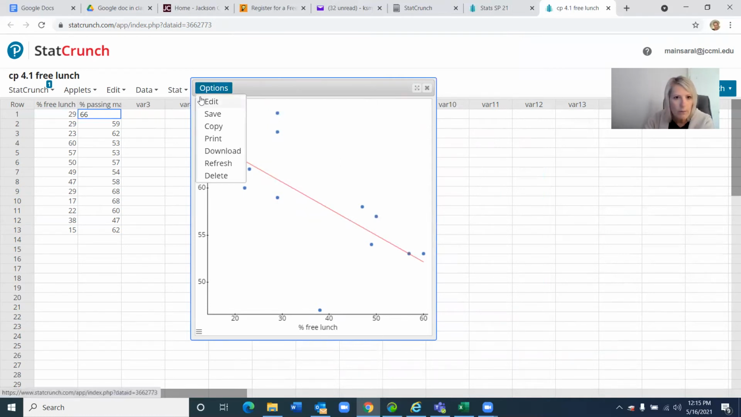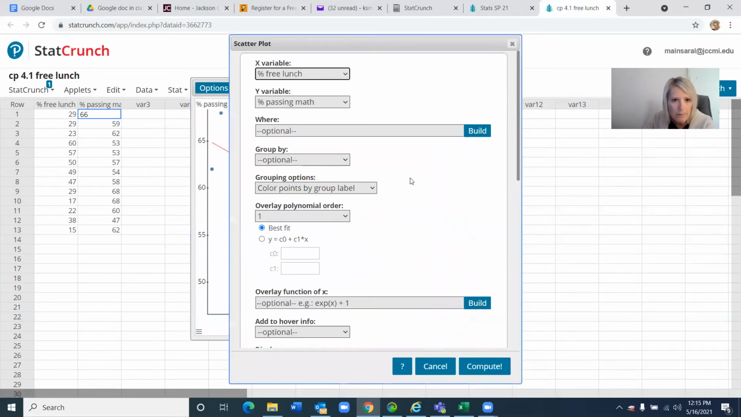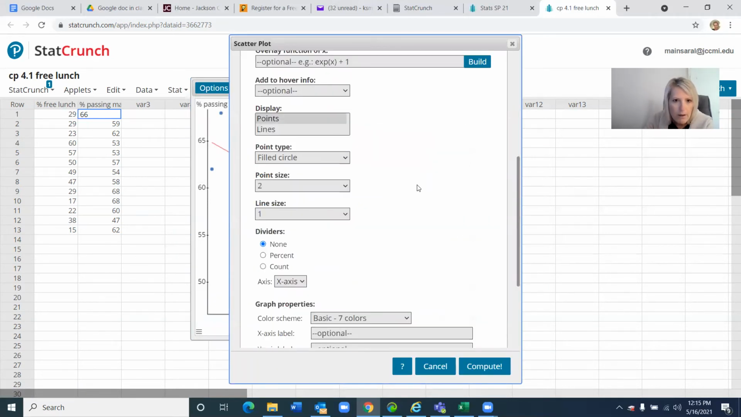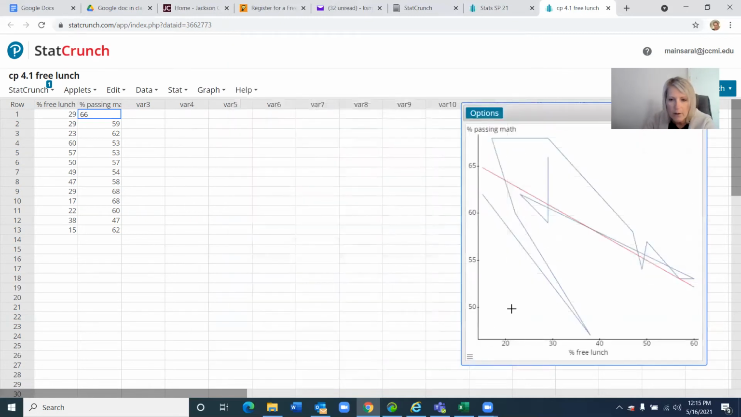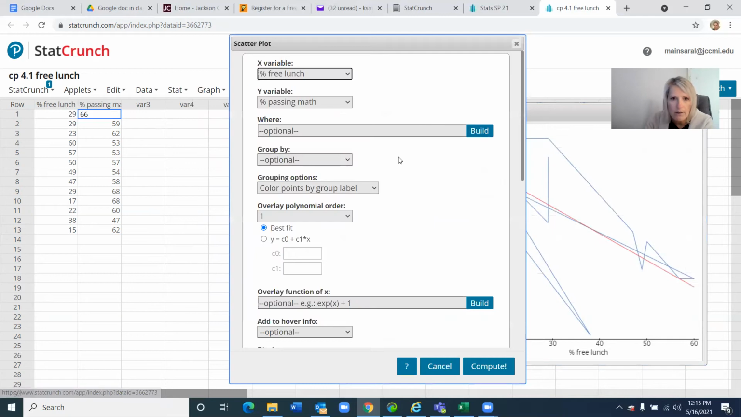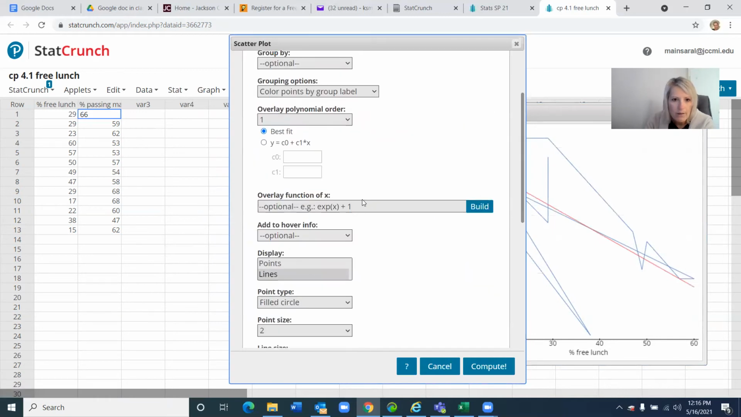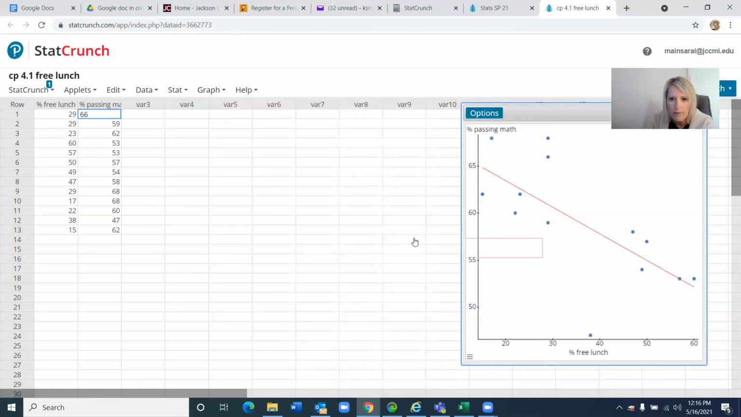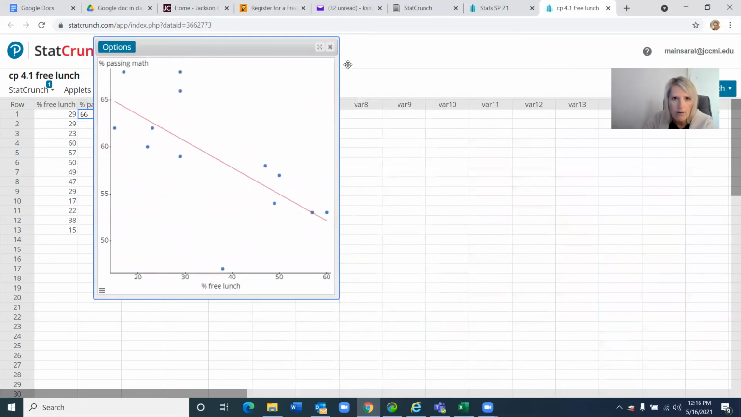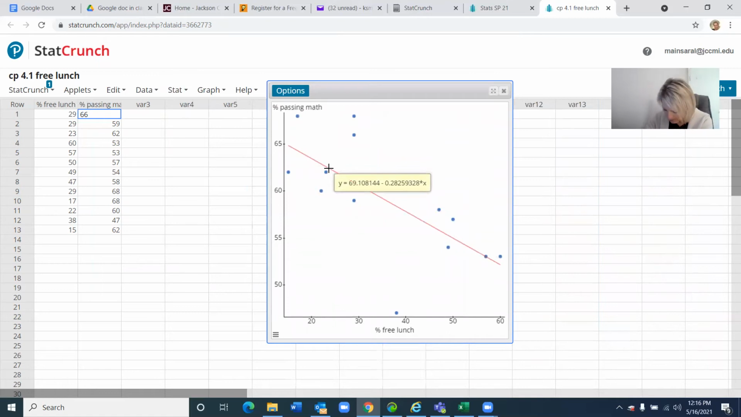And in our edit, we could probably get it to overlay the equation. Add to hover info, no, display line. Let's say display line and see if, oh, no, we don't want to do that. Let's edit that back out. Okay, there we go. So again, if we hover over, we can get our equation in a scatter plot.